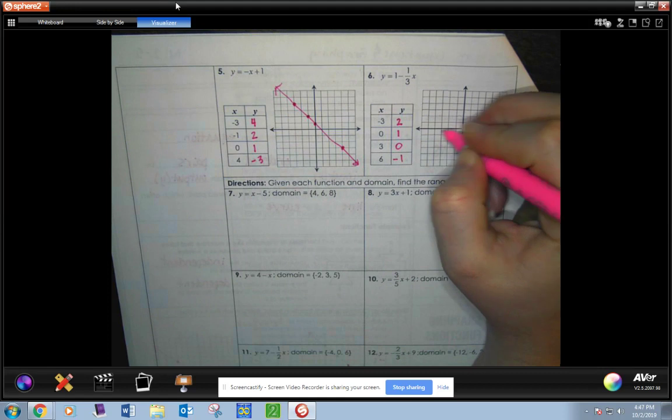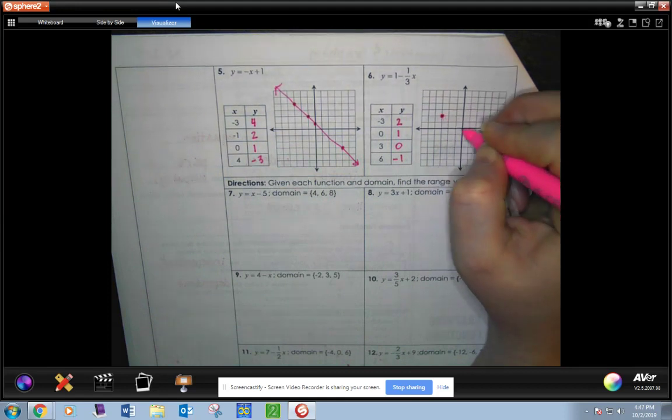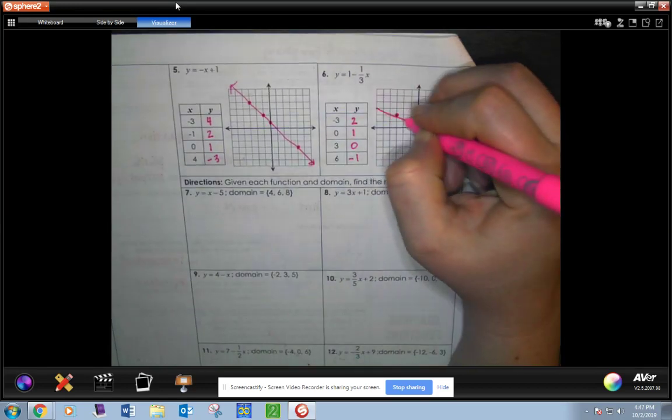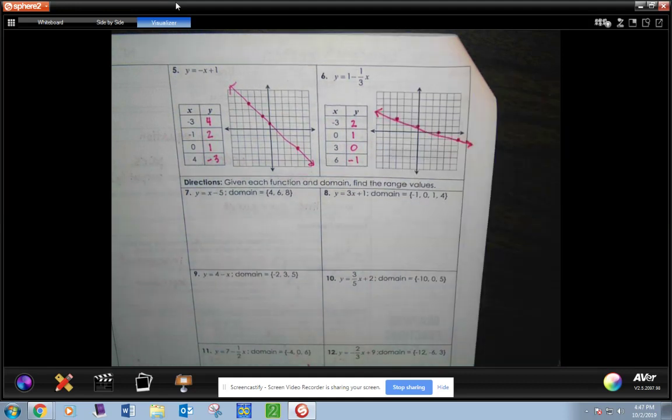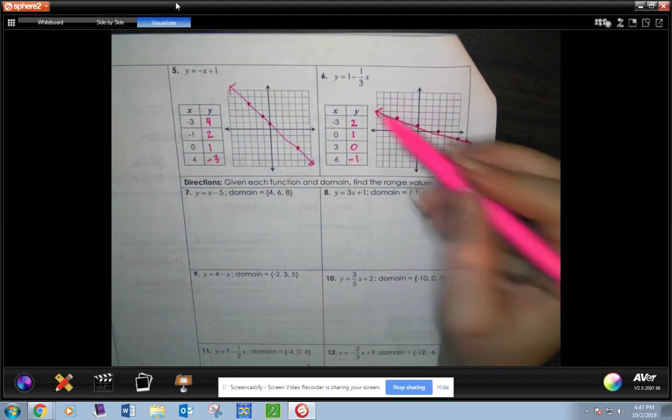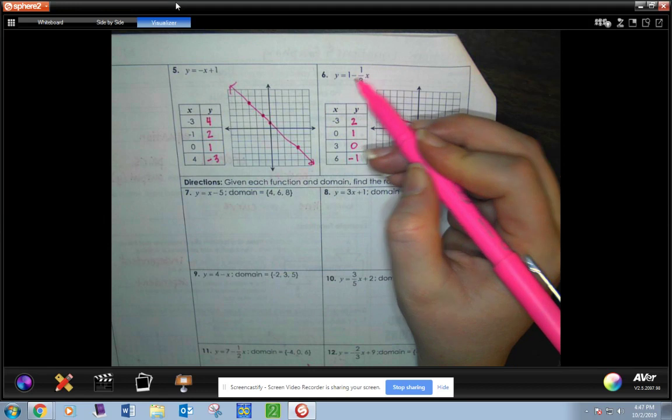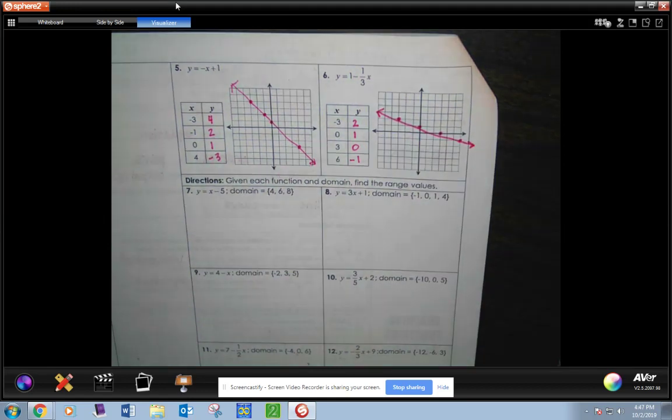Okay, from here, I just plot my points. So I left 3, up 2, stay put at 0, up 1, go right 3, stay put at 0, and then right 6, down 1. Okay, connecting those dots. I missed a dot, my bad. Put your arrow. And you should have known this was going downhill because there was a minus sign in front of the x. That means it's negative.